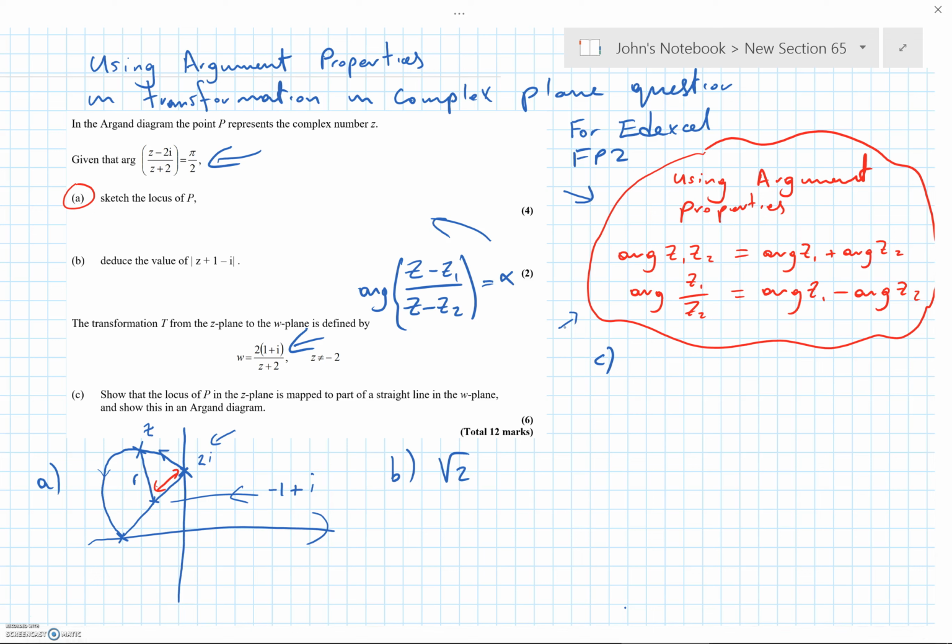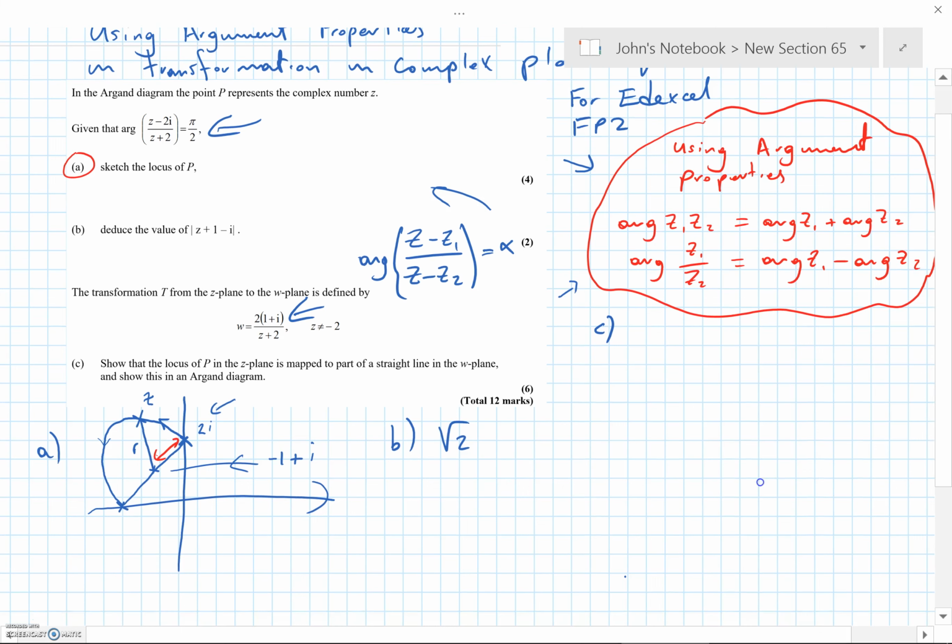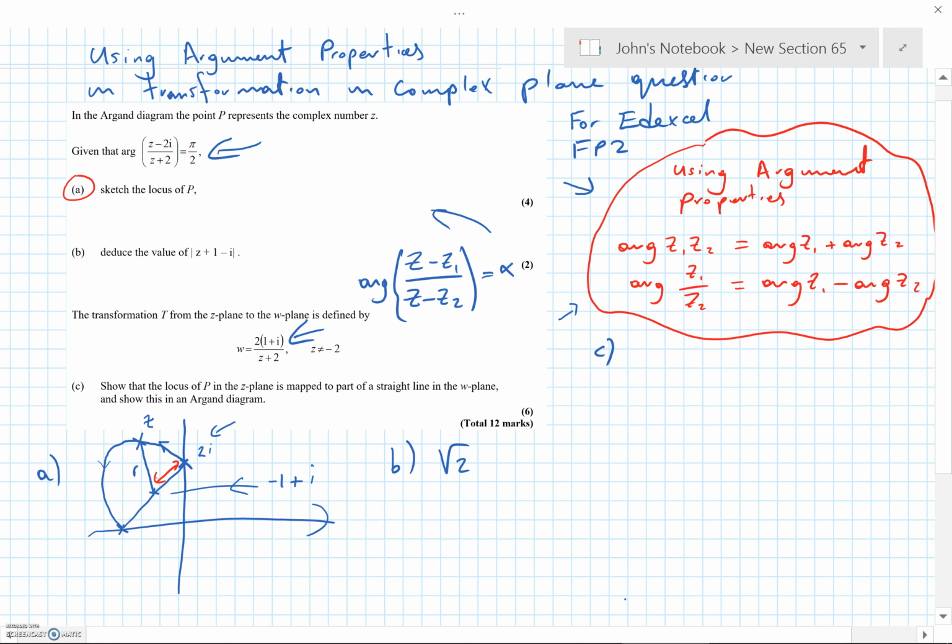It's not for the faint-hearted, this, I can tell you, and we need to be careful with our algebra. Having looked at a few students' work, it can be pretty hairy. So we need to be quite careful. Okay, let's just do it. Argument of (z minus 2i) over (z plus 2).